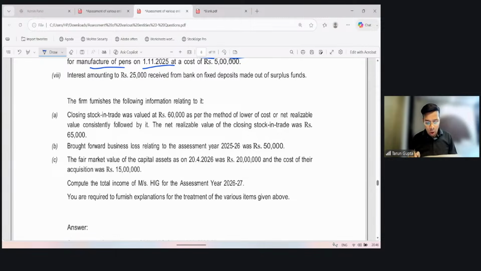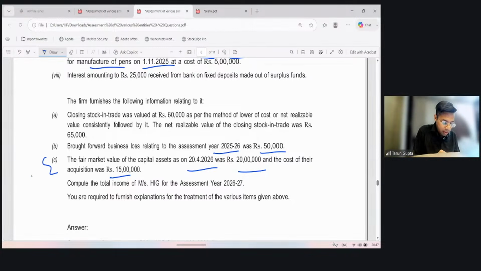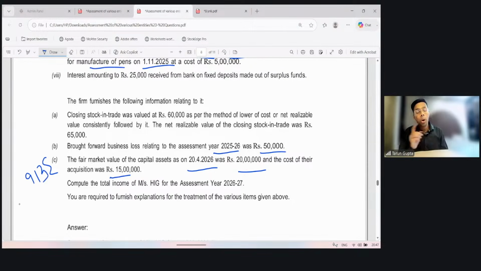There's a brought forward business loss from assessment year 25-26 of 50,000. And the fair market value of the capital asset on 20th April 26 was 20 lakh and the cost of acquisition was 15 lakh. This is given for section 9B because there is a dissolution and a distribution of assets on dissolution of a firm. What is the requirement? I am required to compute total income of the firm. That's it.